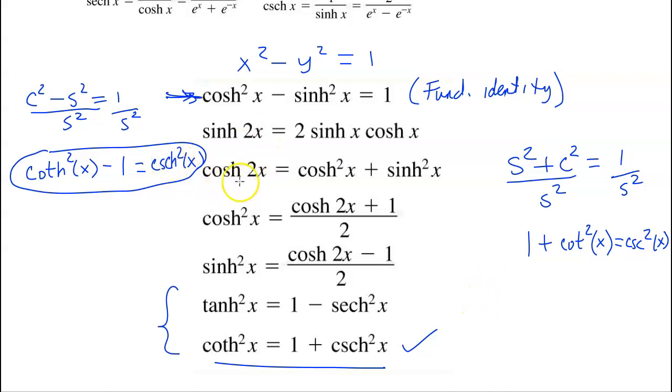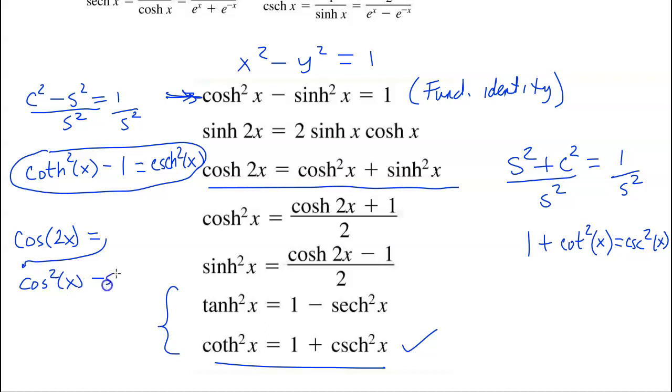So for instance, if you remember that for our regular trig identities, cosine of 2x is the same as cosine squared of x minus sine squared of x. And of course, that can also be written as 1 minus 2 sine squared of x, and also as 2 cosine squared of x minus 1. Okay, so those are the 3 different ways we can write cosine of 2x.